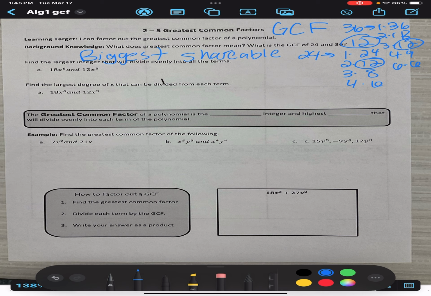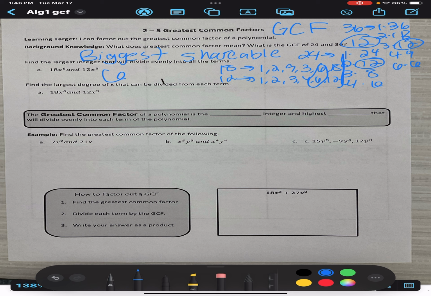So now, continuing, we have expressions and polynomials. So we have 18x cubed and 12x cubed. What is the biggest integer that goes into both of those evenly? Make a list of the factors of 18: 1, 2, oops, forgot 3, 6, 9, 18. And for 12: 1, 2, 3, 4, 6, 12. The biggest number that they share is 6. So 6 is the largest integer that goes into both of them.